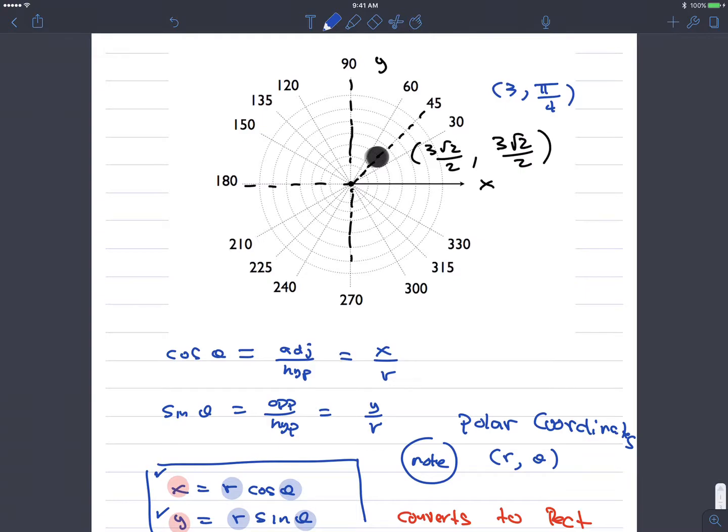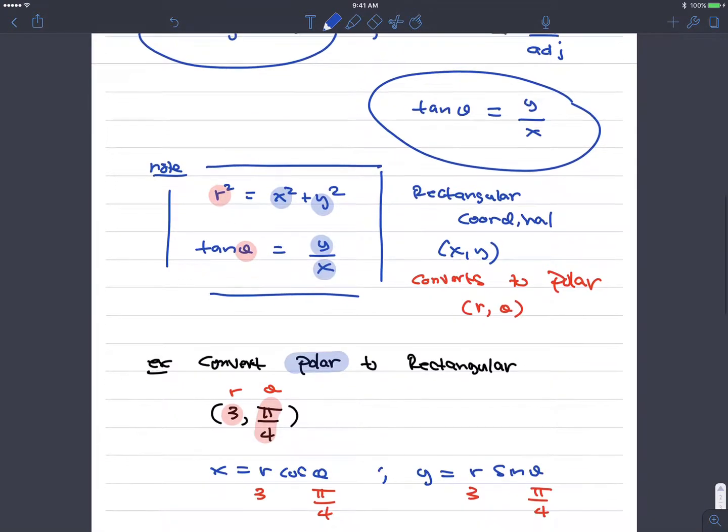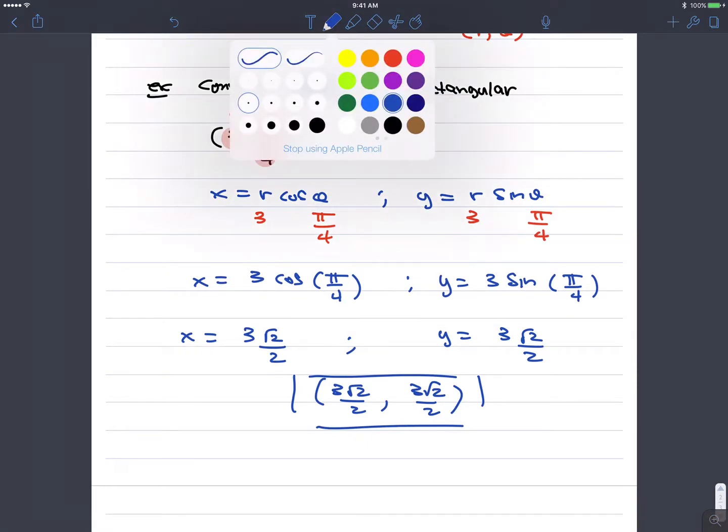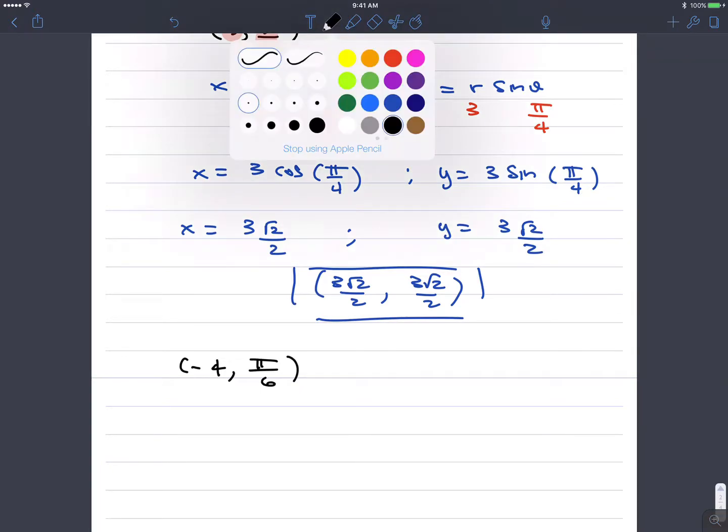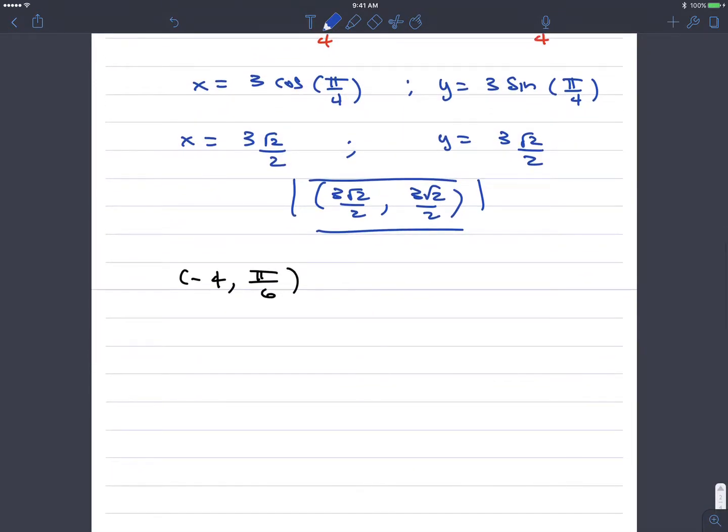Okay, so we can do a few more, then we'll go the other way. Does anybody have any questions on what you're looking at here? No? Okay. So let's do a few more. Let's say we convert (negative 4, pi over 6). Again, reminding you, this is (r, theta), and x will be r cosine theta, y will be r sine theta.